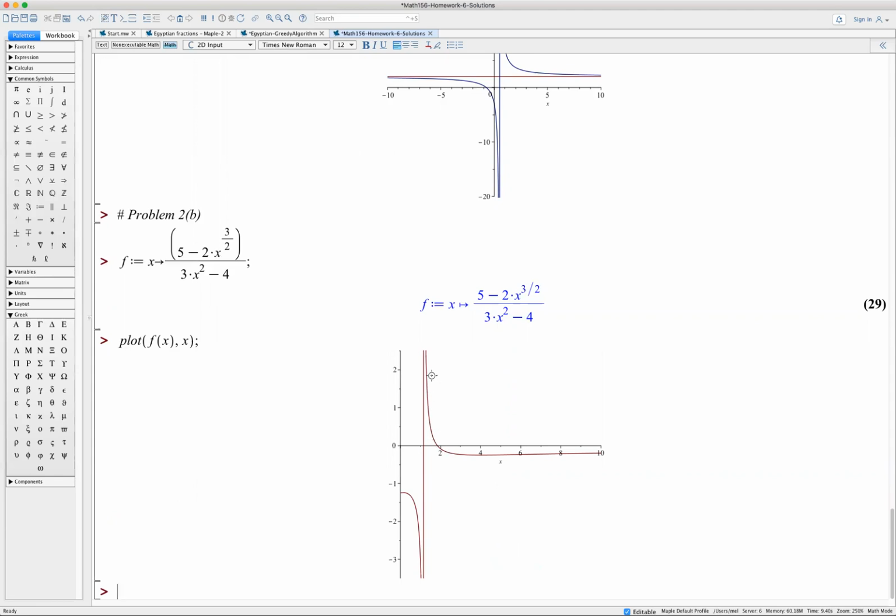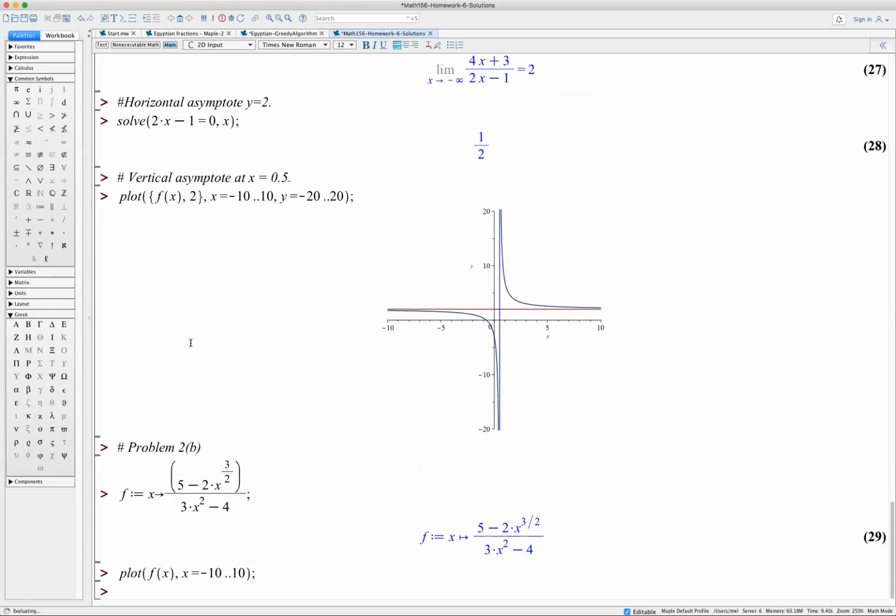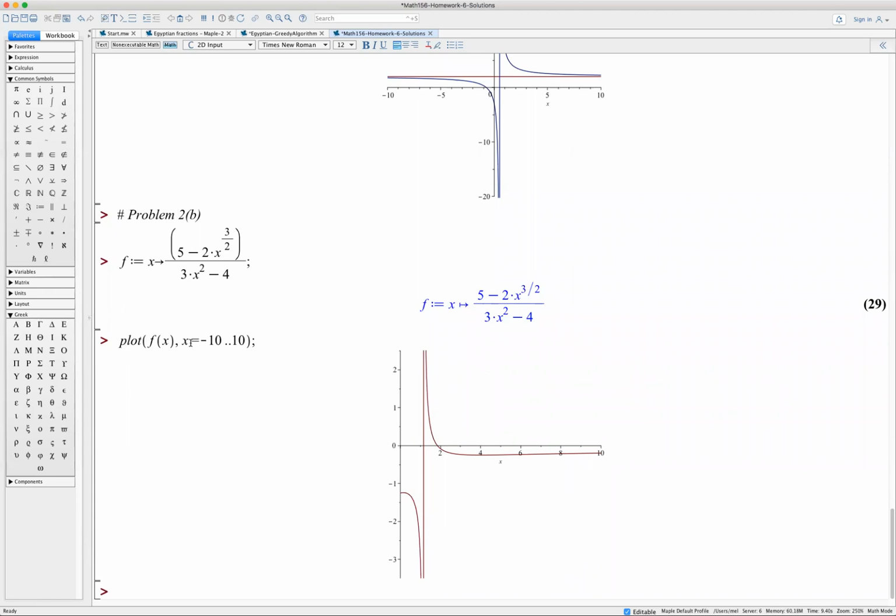So it looks like there's a vertical asymptote here. And is there a horizontal asymptote? X goes to minus 10 to 10. Well, this is interesting because if you look at this carefully, x to the 3/2, that's the square root of x cubed. Square root is only defined for a positive number. So this is only defined for x positive or 0. So that's why the graph really starts at 0.